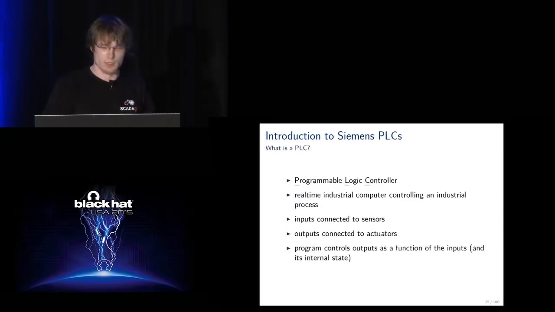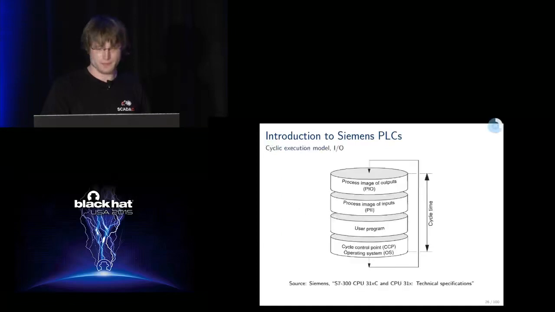So what is a PLC? It is a programmable logic controller, and it is used to control industrial processes, and it is a real-time industrial computer. The PLC has inputs and outputs. These inputs are connected to sensors which can get the state of the industrial process and its machines. And the program then controls, with the inputs, the outputs, and controls the machinery in the industrial process.